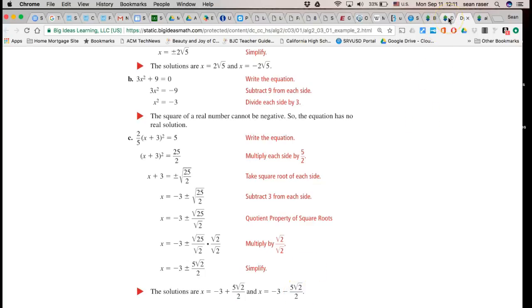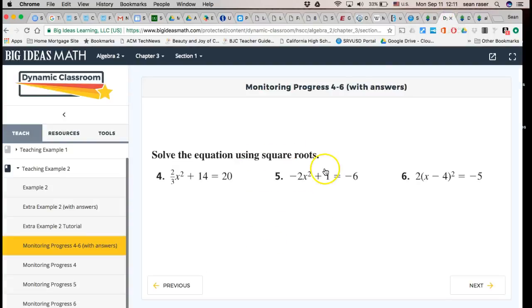Okay, again, you can come back and watch any of these if you have questions on how to do them. What I want you guys to do is find the solutions for 4, 5, and 6 using square roots. If there aren't any solutions, type in that, or if there's one or two solutions, go ahead. Please label them clearly so I can see the answers to them. Go ahead and enter them in now.